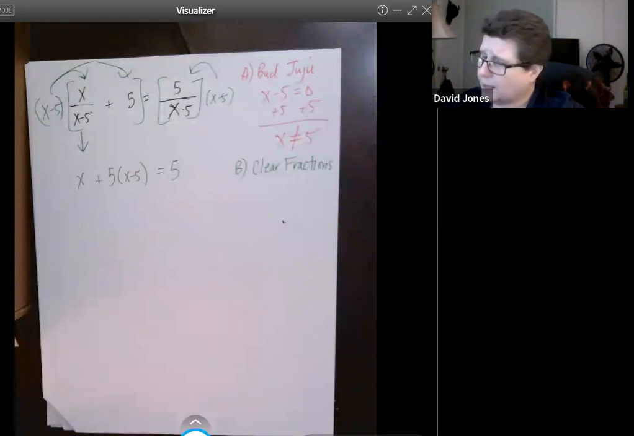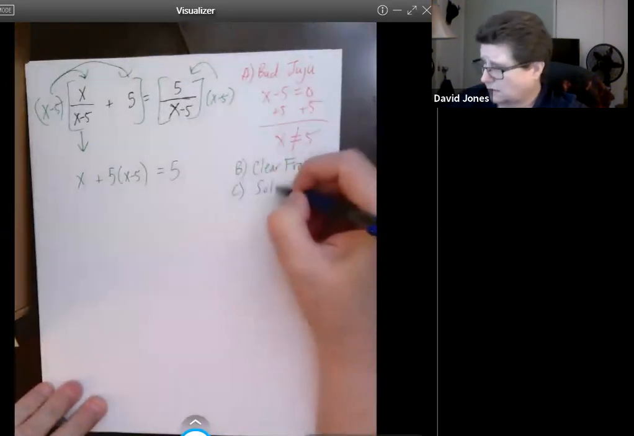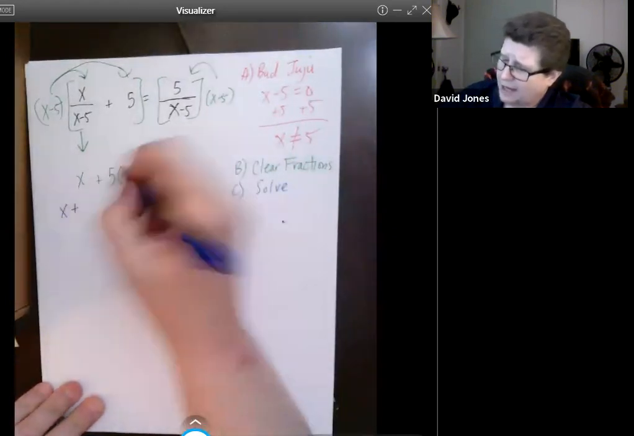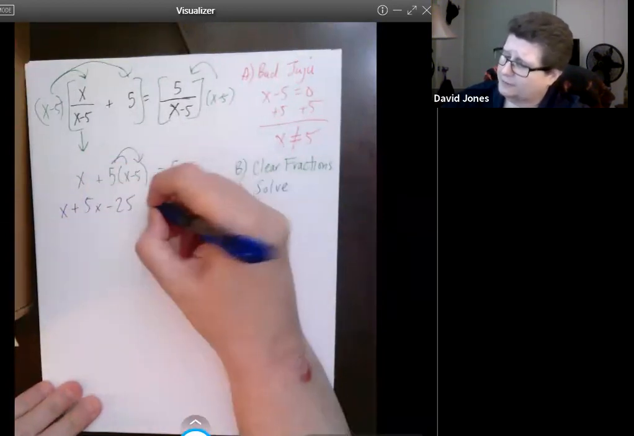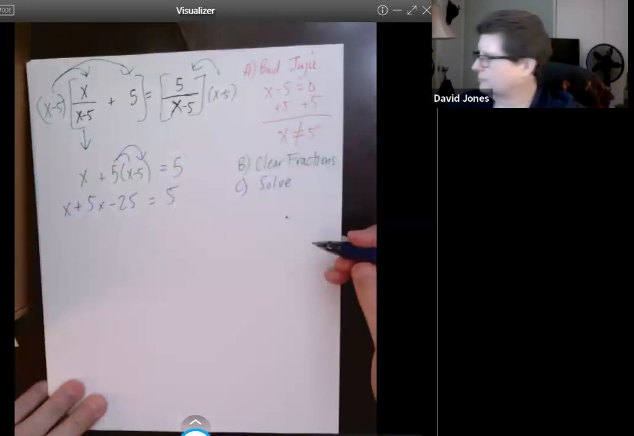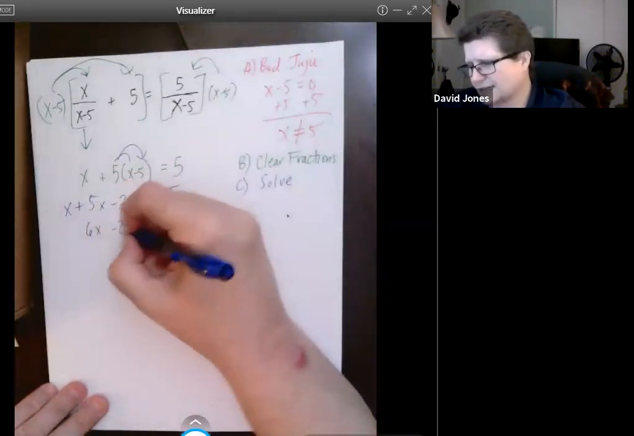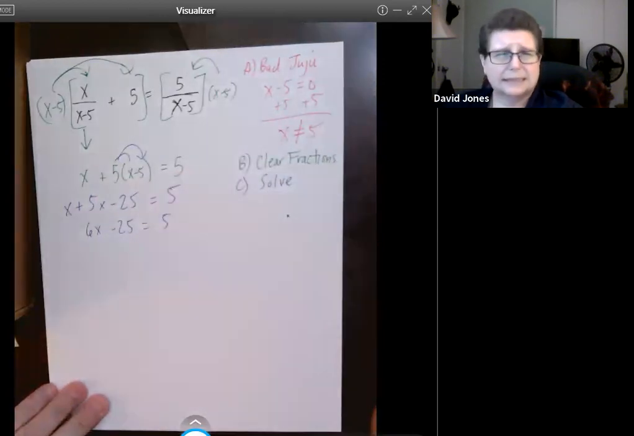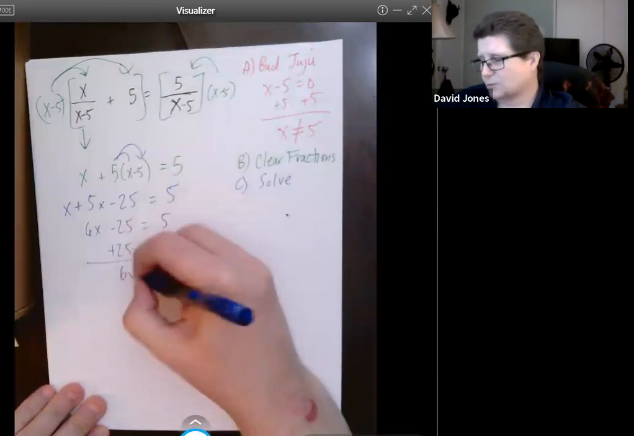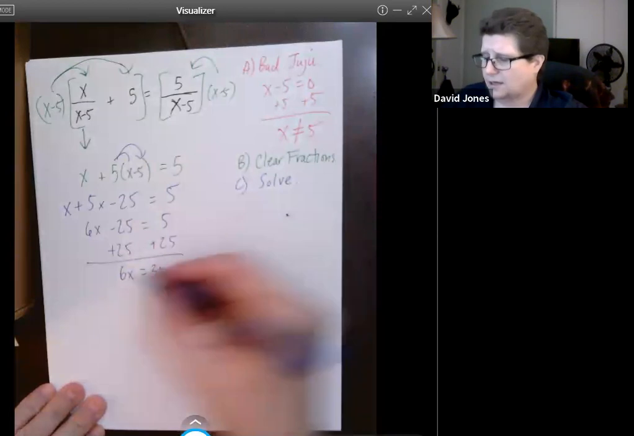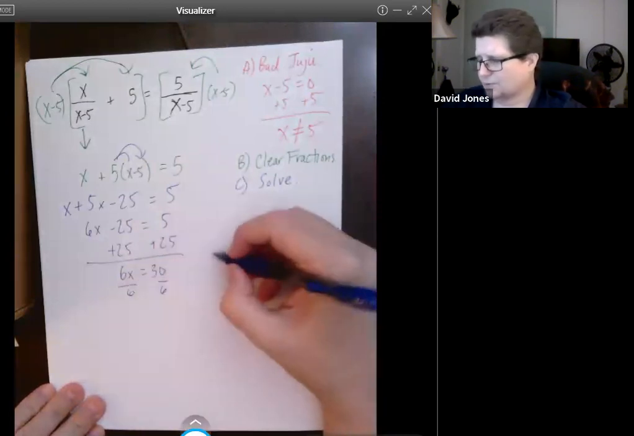All right, so now it's linear, we can solve for it. Let's distribute. I distribute the 5. I've got 5 times x is 5x, and 5 times negative 5 is negative 25. I gather like terms. I have 6x minus 25 equals 5. We add 25 to both sides. We get 6x equals 30. We divide by 6, and we get x equals 5.